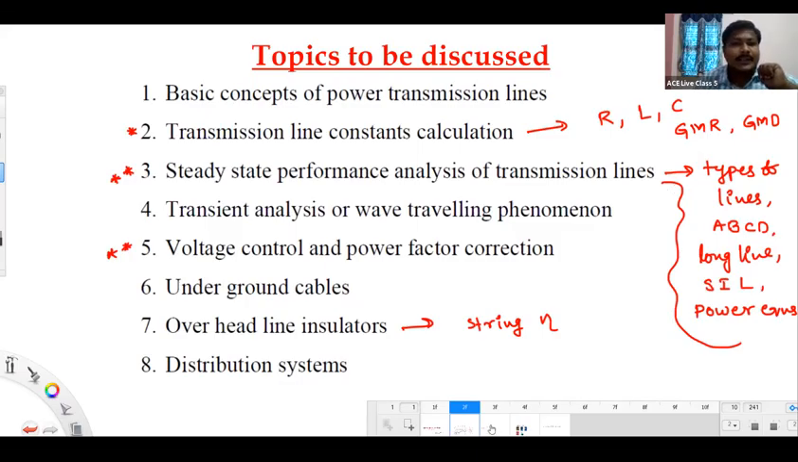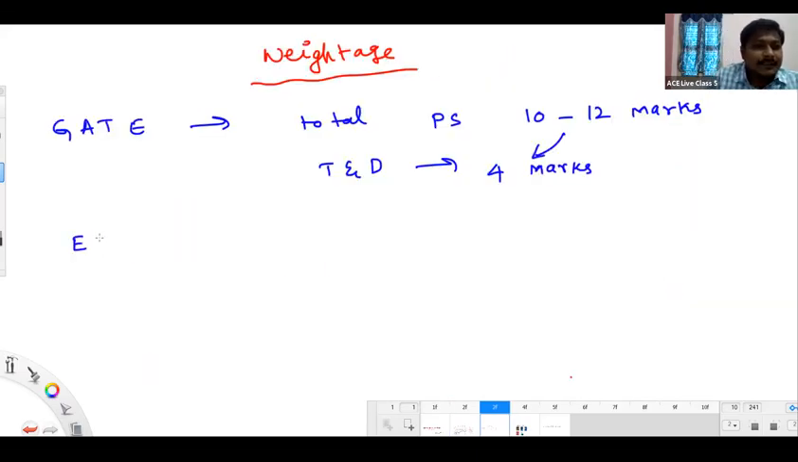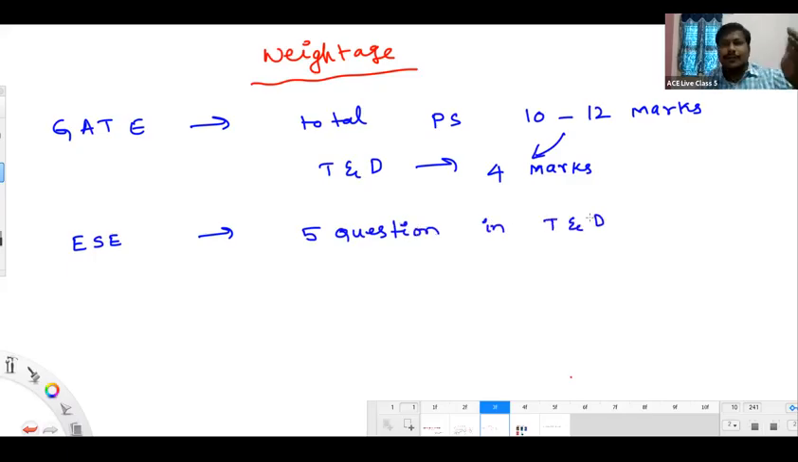Okay, next. As far as ESE is concerned, we used to get around 5 questions in T&D, out of the whole 15 to 20 questions. And moreover, they are going for some untapped areas, both in the ESE as well as in the GATE examination. We will be discussing those areas and highlighting those untapped areas also while we are moving on to the discussions.